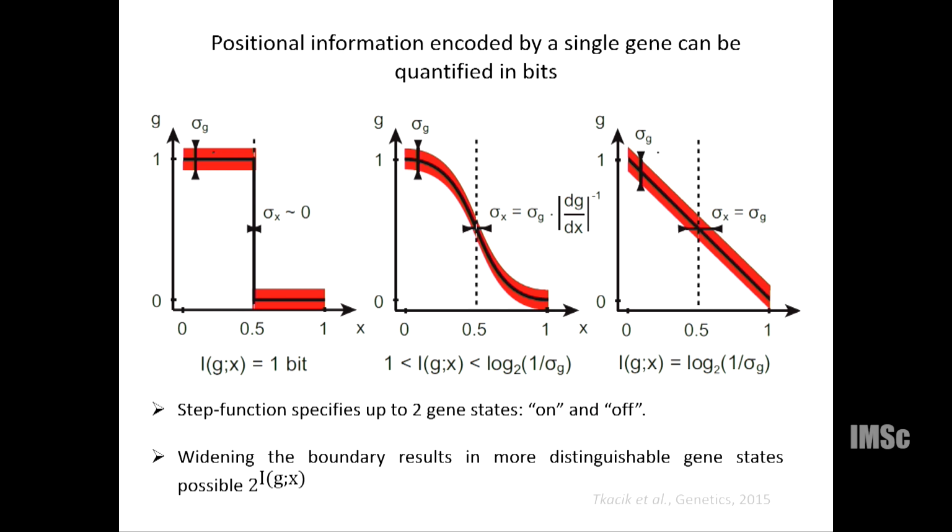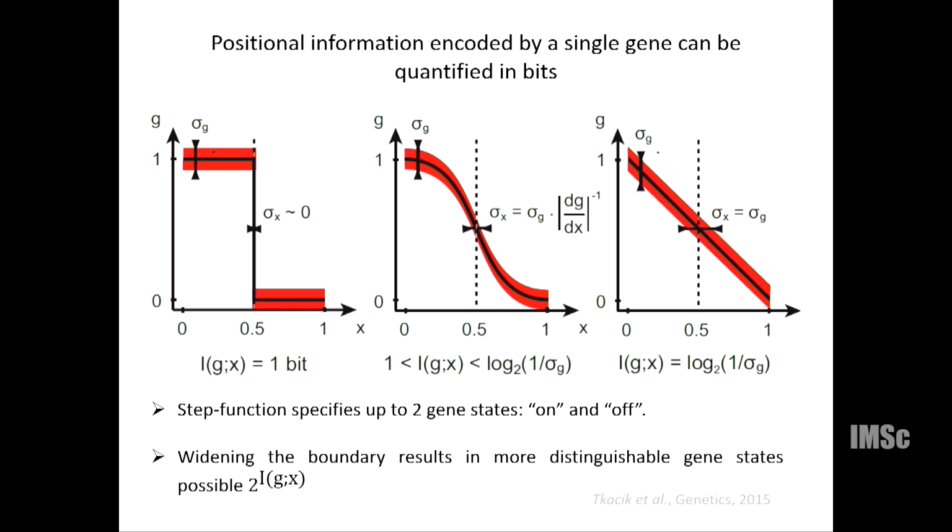Of course, you could make some intermediate levels of signaling available to the cells, if the noise is not too high. If it is too high, it could completely smear the difference between left and right. And this fluctuation is sigma g, the fluctuation in gene expression for a given position.